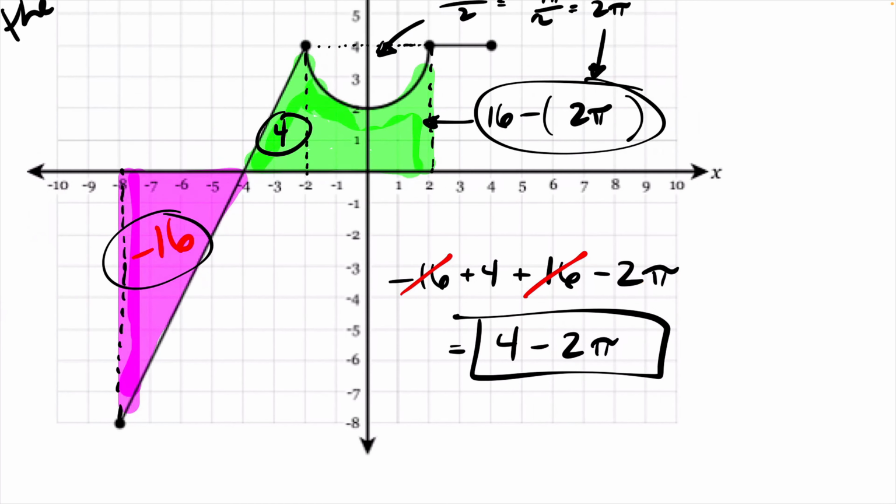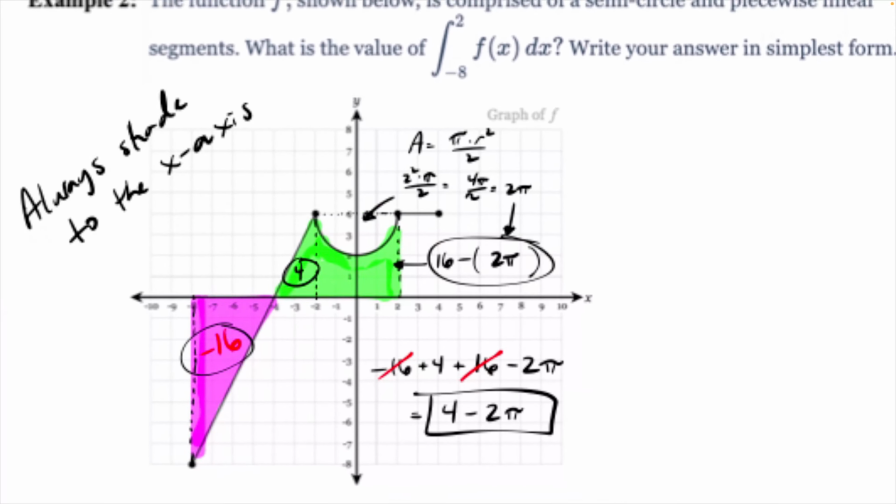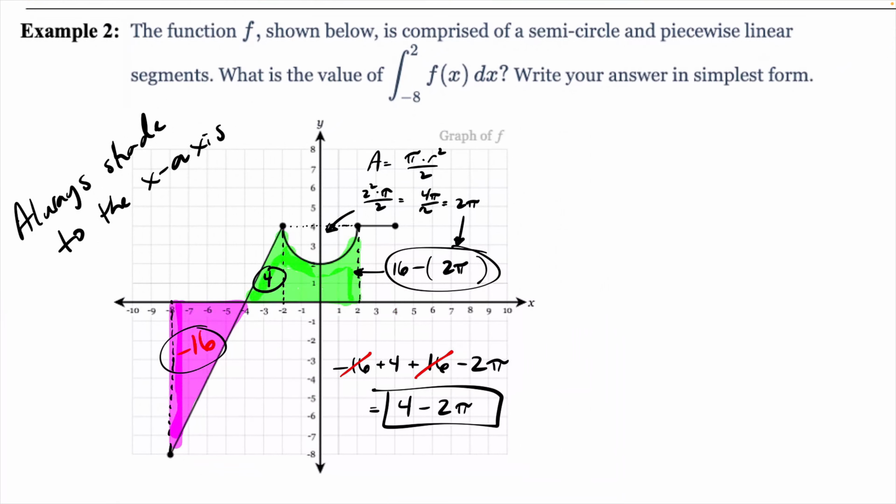The hardest part about that is that's not even calculus, that's just geometry. That's just figuring out what the areas are. That's the hardest part about it. Okay.